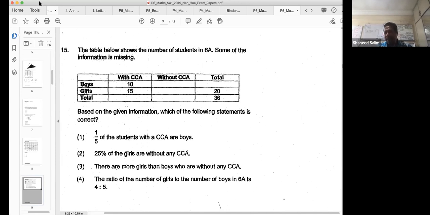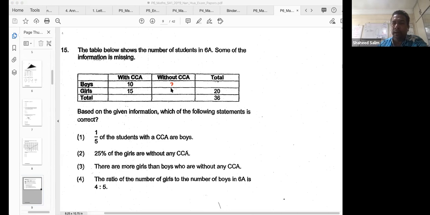You must remember this is an incomplete table. They did not give you certain numbers. Based on what you have alone, you are interpreting. It's like asking, is this a fair test or not? Let us see.